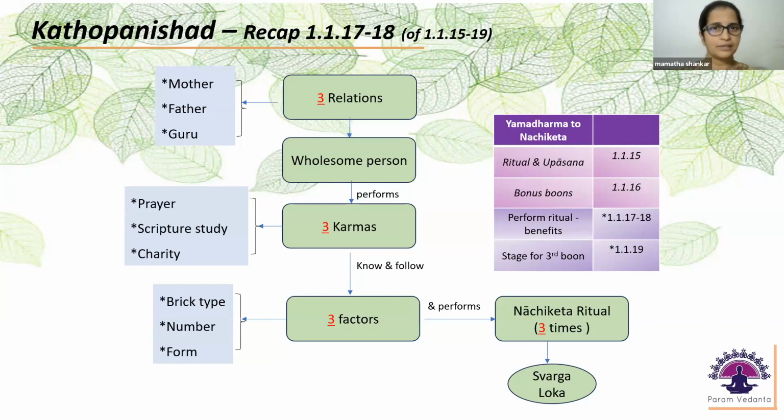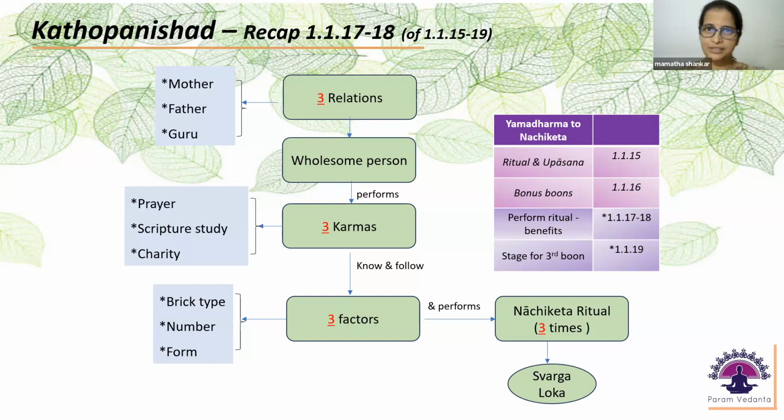Elaborating a little more on this, a person who has three types of good relationships, that is, with mother, father, and guru or teacher, is considered a complete or wholesome person, and such a person performs three basic karmas, that is, prayer, scriptural study, and charity work, and performs the Nachiketa ritual thrice over their lifetime, knowing three important factors very clearly.